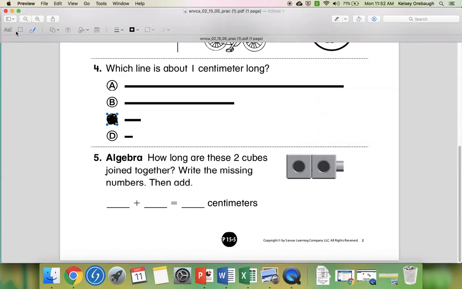So I will write 2 centimeters plus 2 centimeters equals what? We know 2 plus 2 equals 4. So my answer is 4 centimeters. These cubes are about 4 centimeters joined together.